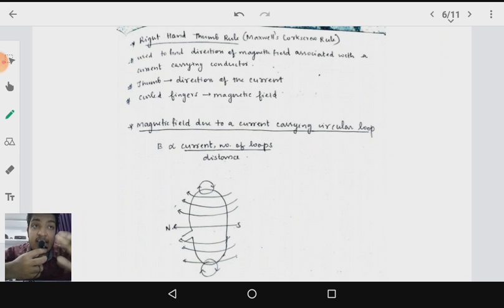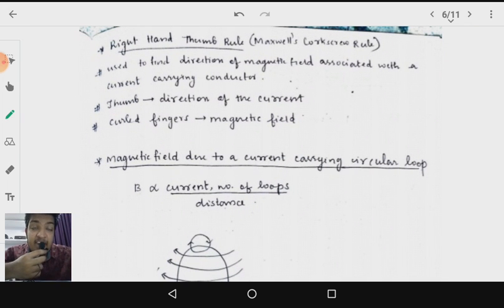Next is the right hand thumb rule that is used to find the direction of the magnetic field which is associated with the current carrying conductor. Suppose I have a conductor like this. I'm going to take my right hand and curl it like this. Now the thumb is going to show the direction of current and the curled fingers are going to show the magnetic field. So now you can see that the fingers are curled in the inward direction, then the current is in the upward direction. So this is how we are finding the direction.